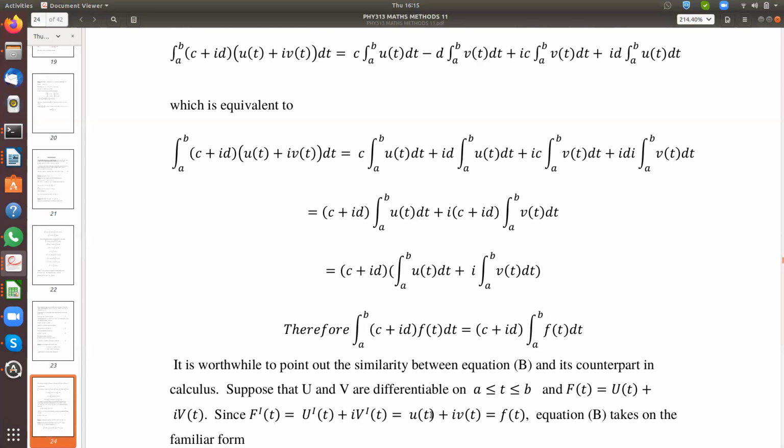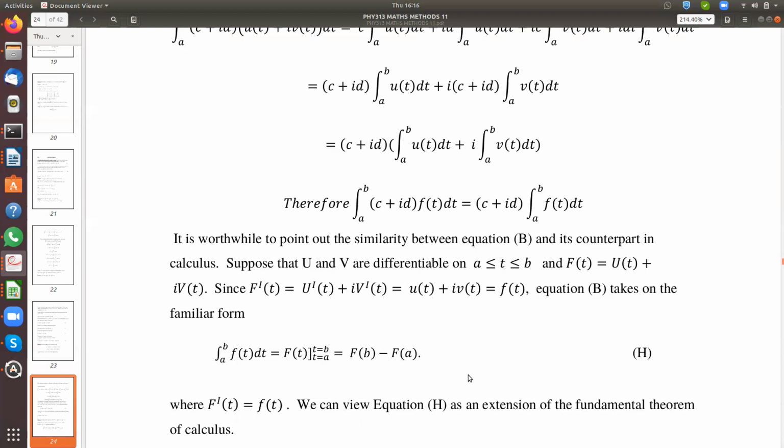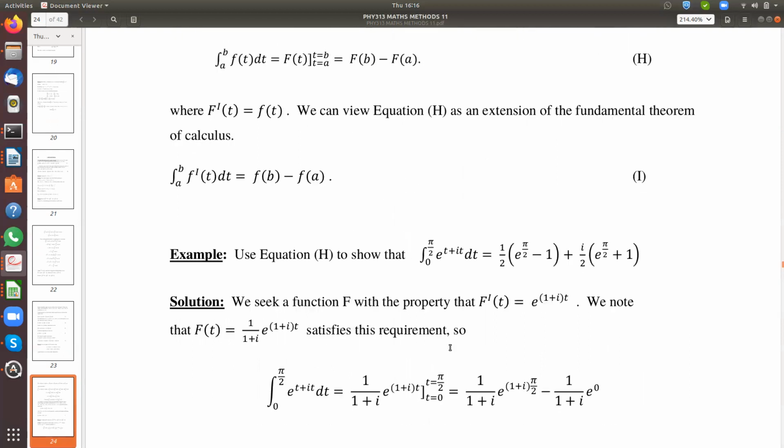So which is u(t) plus i v(t) is equal to f of t. So equation B takes on the familiar form of this. So f of b minus f of a. Let's look at examples here now.